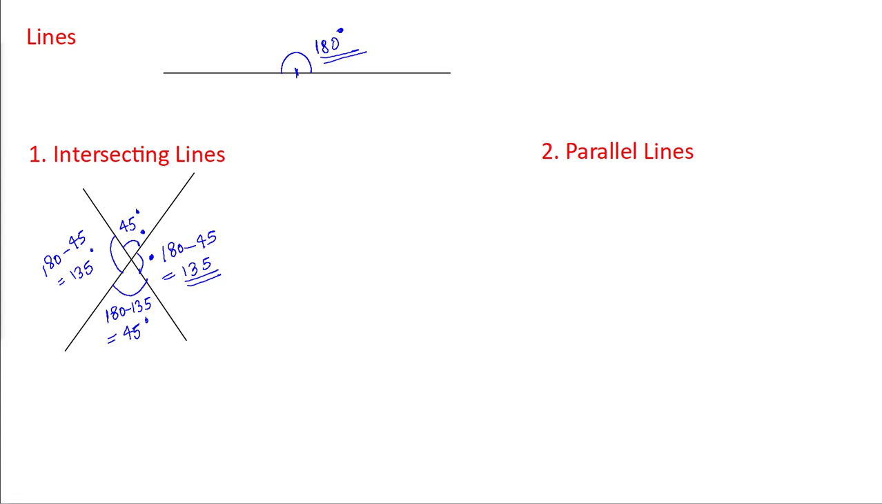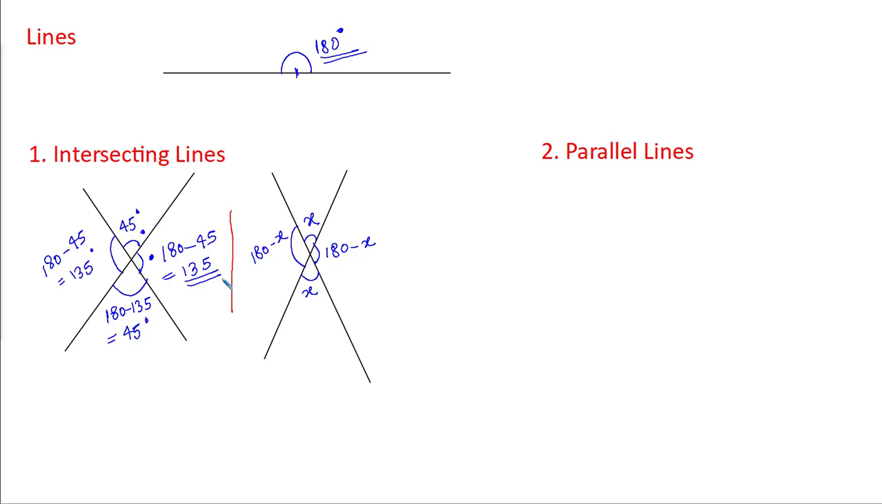So what do I mean here? Let's have a look. If the measurement of this angle is x degrees, the measurement of this angle is x degrees, and the measurement of this angle has to be x degrees. Then the measurement of this angle becomes 180 minus x, and similarly the measurement of this angle is also going to be 180 minus x. So this is how we can interpret intersecting lines. In case of intersecting lines, opposite angles formed at the intersection point are equal.